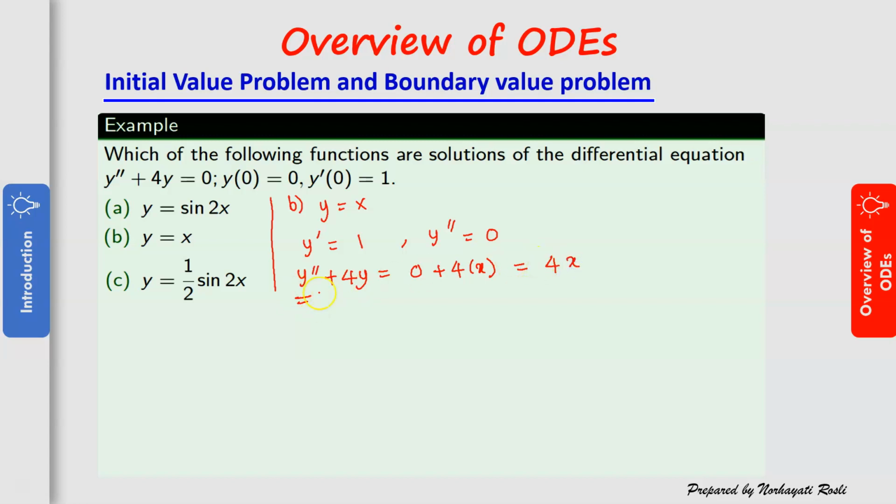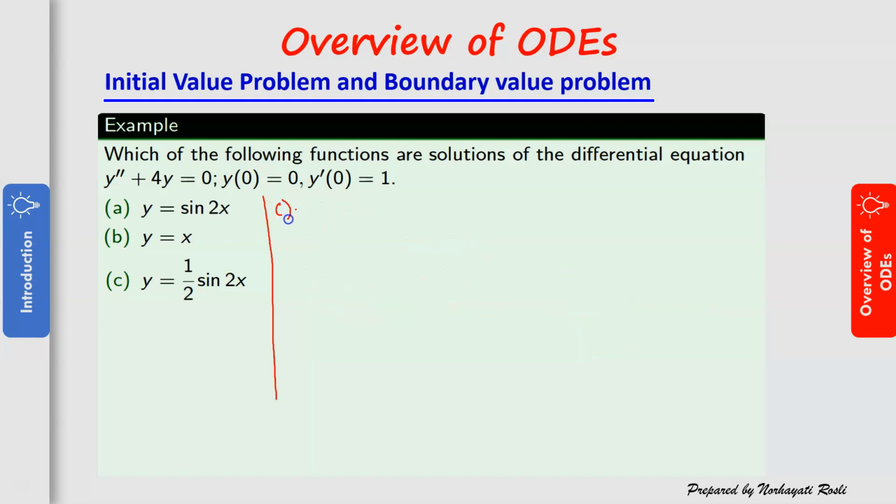You can see, based on this one, our y double prime plus 4y equal to 4x is not equal to the right-hand side of this equation, which is 0. So in this case, we can say that y equal to x is not a solution of this differential equation. Class, we go to C.